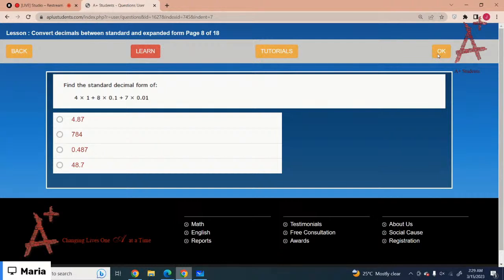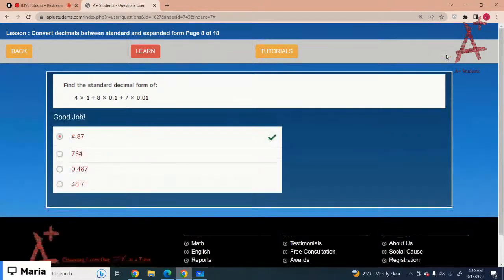4 times 1 plus 8 times 0.1 plus 7 times 0.01. So which is the correct option? 4 times 1, you don't have any decimal here. So 4 must be the digit that is at the ones position. So it would be 4.87.